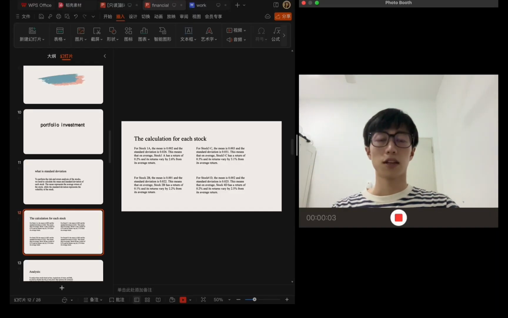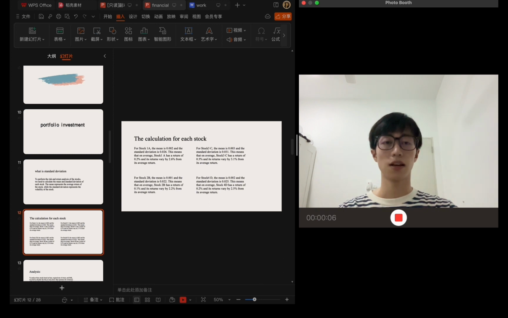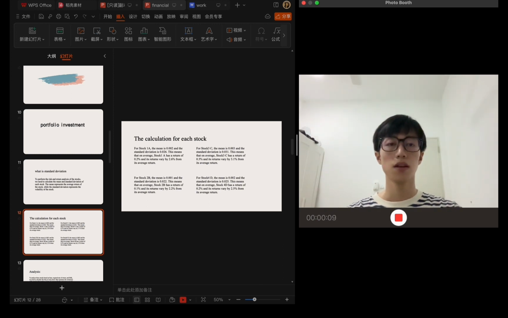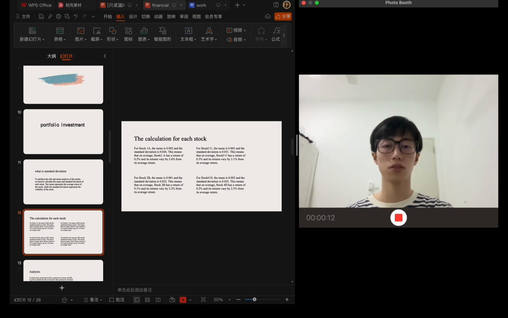Good morning, doctor. I'm Tyler. My number is P138097. Here is my part. I will analyze the standard deviation for stock 1A. The mean is 0.002 and the standard deviation is 0.026. This means that on average stock 1A has a return of 0.2% and its return varies by 2.6% from this average return.